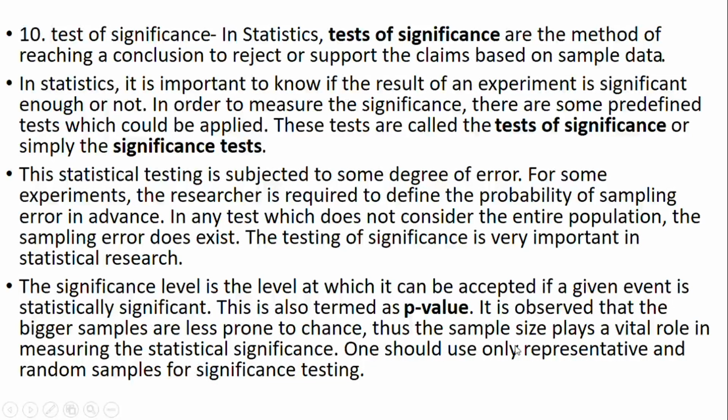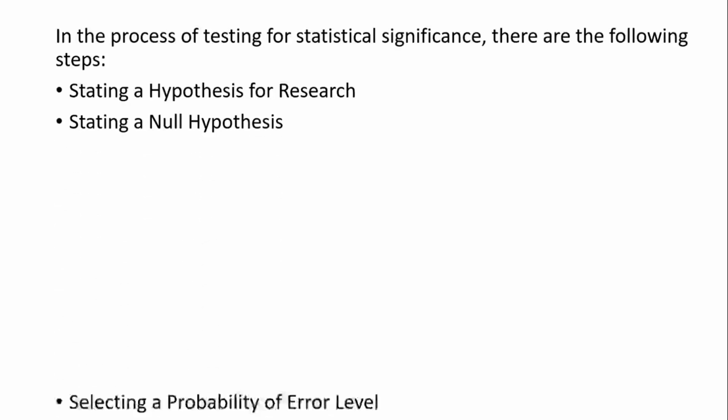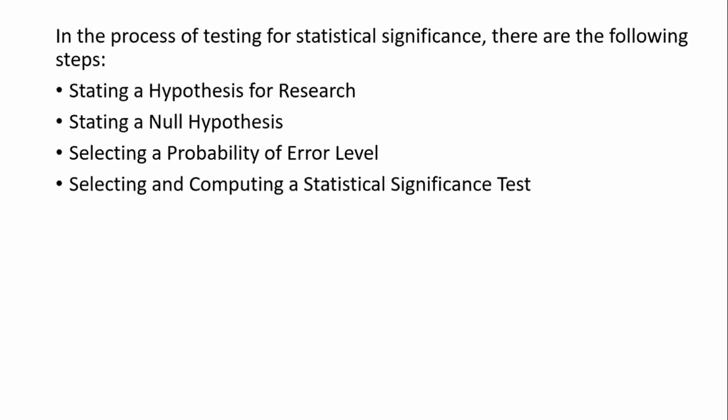One should use only representative and random samples for significance testing. In the process of testing, there are the following steps. First, state the hypothesis for research. Stating the null hypothesis, selecting a probability of error level, selecting and computing a statistical significance test, and interpreting the result.